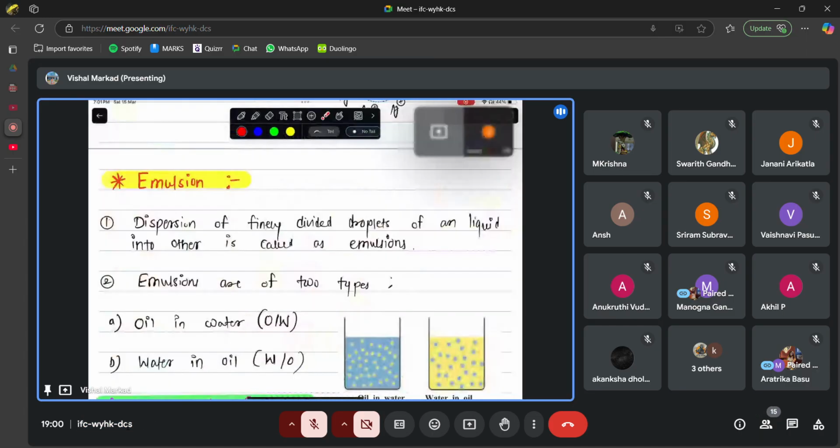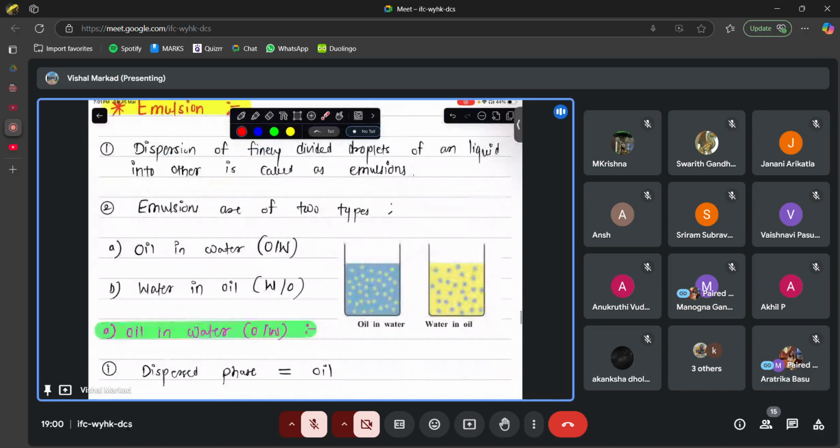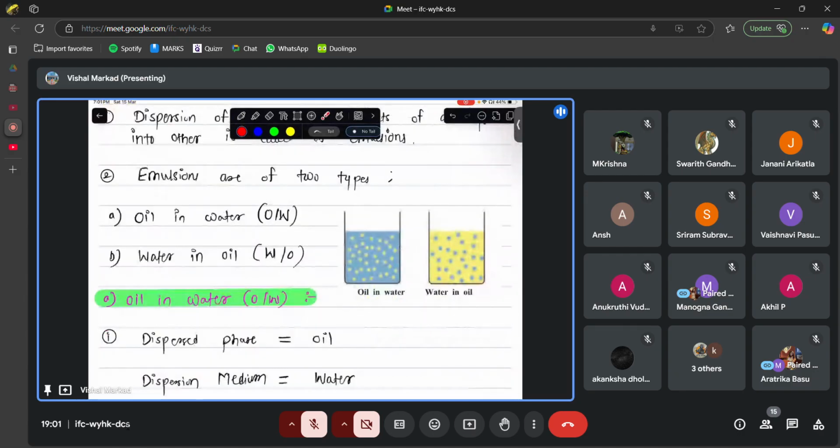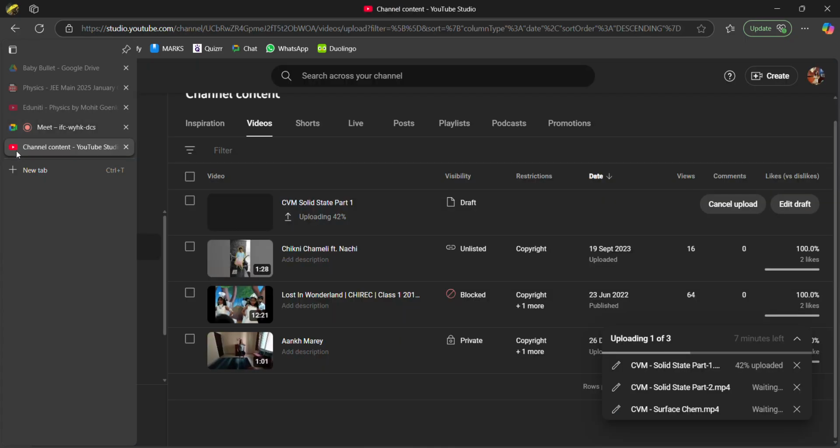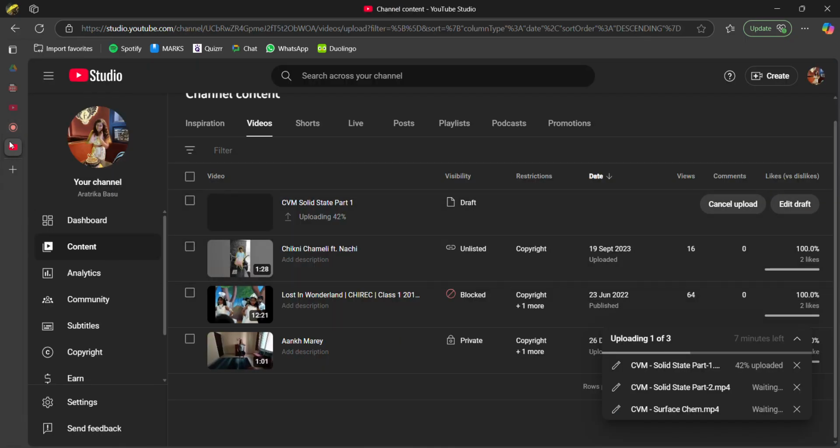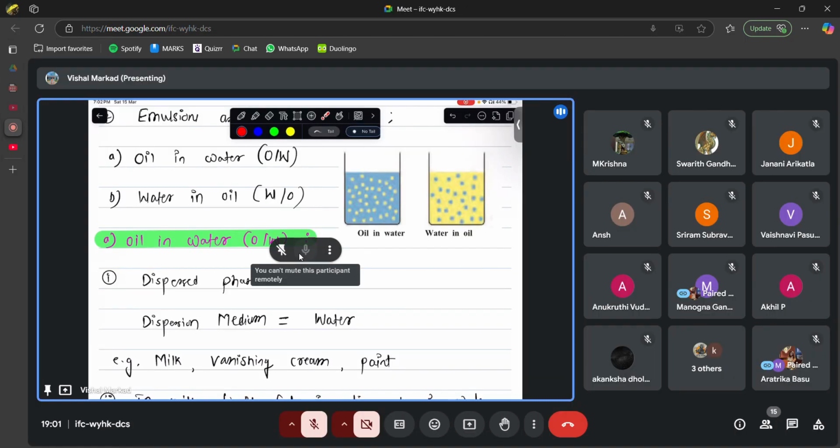So what is an emulsion? The disperse phase as well as the dispersion medium will be liquid. There are two types of emulsion: oil in water and water in oil. When we talk about oil in water, what is the disperse phase? The disperse phase is oil. What is the dispersion medium? Water. Only the classification here. And what is the example? Milk is the example of oil in water emulsion.